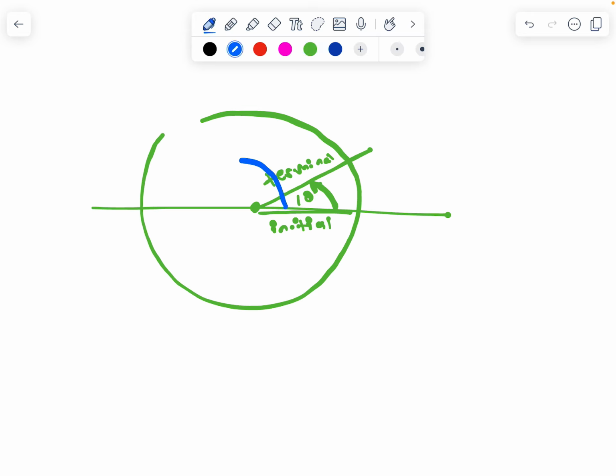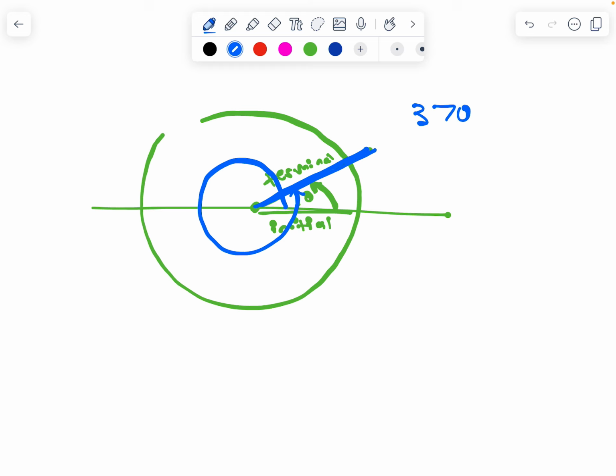Now, instead of rotating 10 degrees, let's say that we rotated 360 and then an additional 10, then this 370 degree angle will have the same terminal side. It'll end up at the same place as when you rotate 10 degrees. So 370 degrees is the same as 10 degrees.